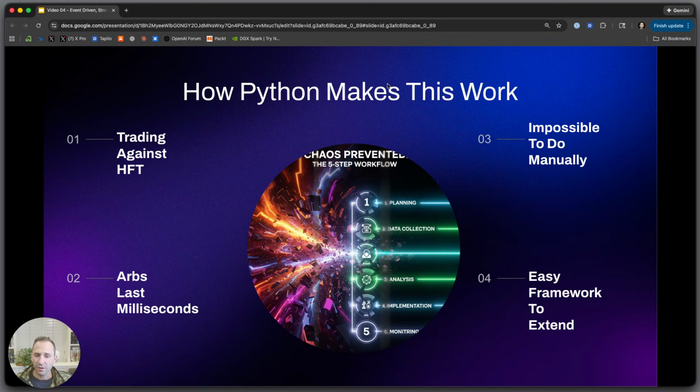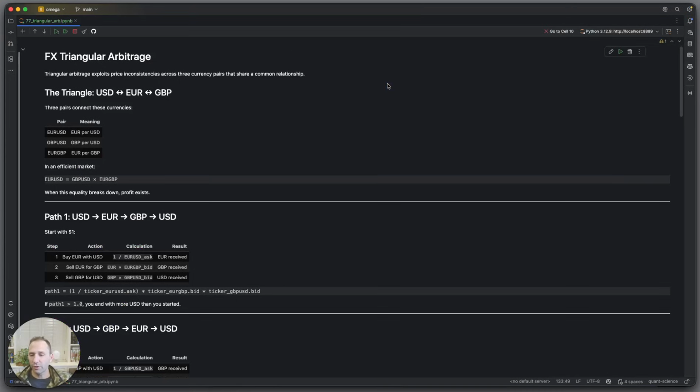The key here is that we're running an event-driven system against streaming market data, okay? So this is true algorithmic trading, about as close to high frequency as we can get, and I'll talk a little bit about how we can even improve it, all right? So let's flip over to the code.